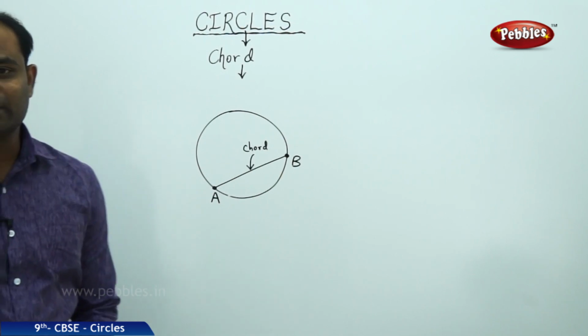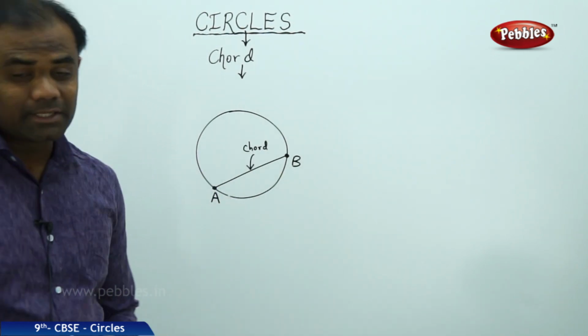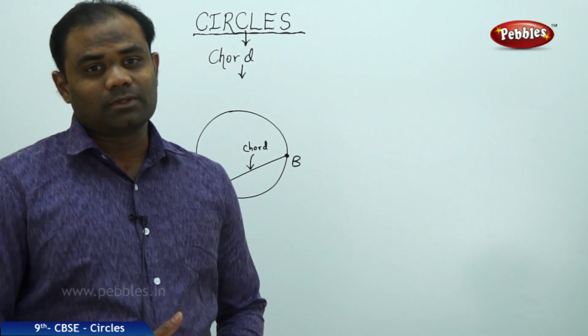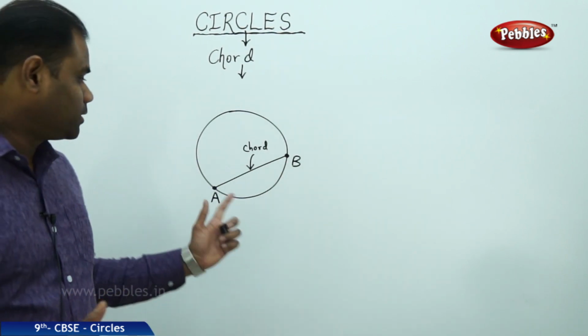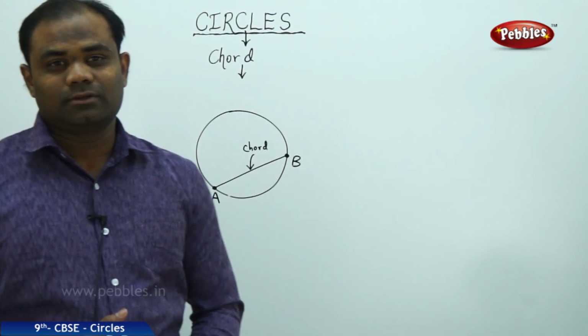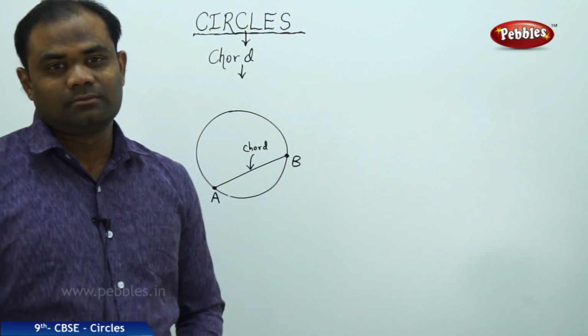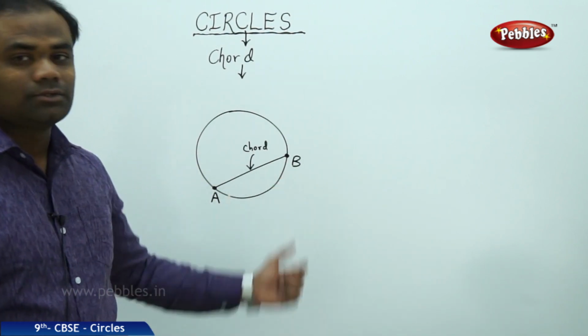Is how we define a chord. A chord is defined as the line segment which is formed by joining any 2 points on the circle. A chord is a line which cuts the circle. Is how I understand geometrically.